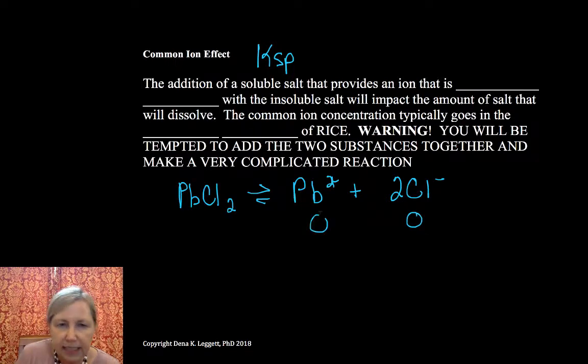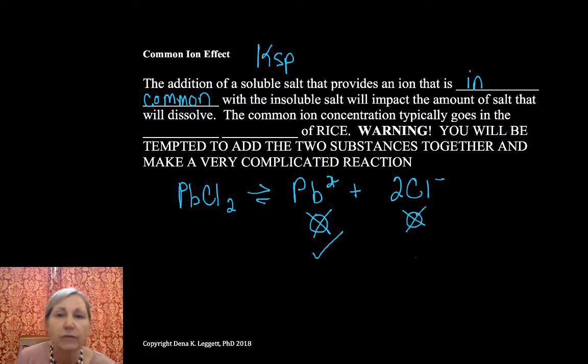these are typically 0, but in a common ion problem, what we're doing is providing another source of an ion that is effectively in common with the insoluble salt. So we could add some lead nitrate. So instead of being 0, that could have a new value. Or I could add some sodium chloride. So again, instead of being 0, I could have a value there.